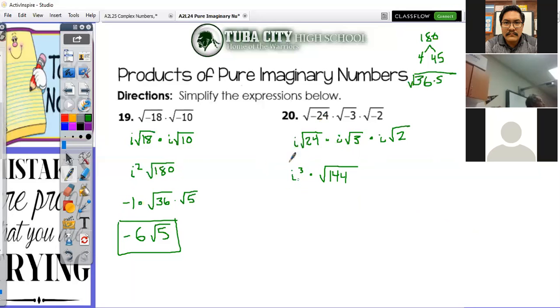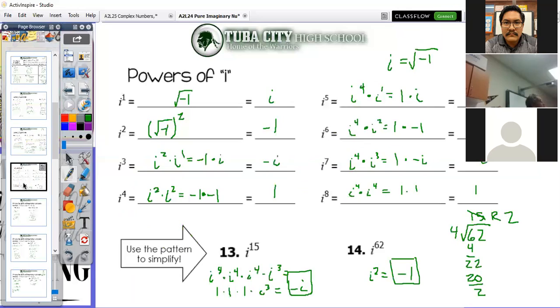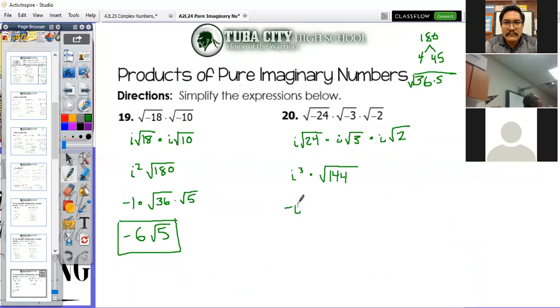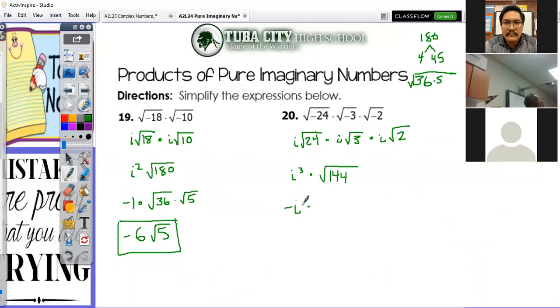Now looking at the chart, i to the 3rd is going to be negative i. So negative i times the square root of 144, which is 12. So, well, negative 12i after I put them together. And there we go.